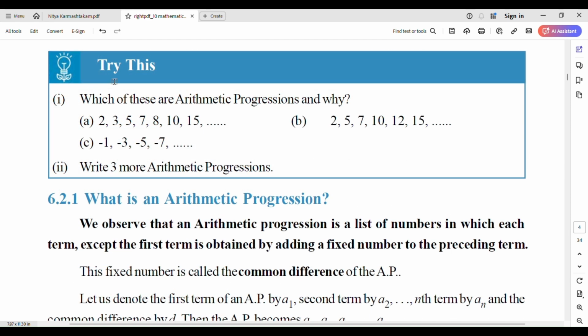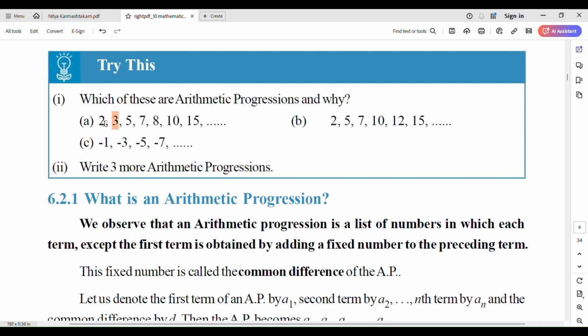Okay, let's check the try this section. Which of these are arithmetic progressions and why? The first one is 2, 3, 5, 7, 8, 10, 15. As far as we learnt so far, in an arithmetic progression you get the successive number by adding something to the previous one. It's a fixed number. This addition or subtraction should be common across all the terms of the arithmetic progression.